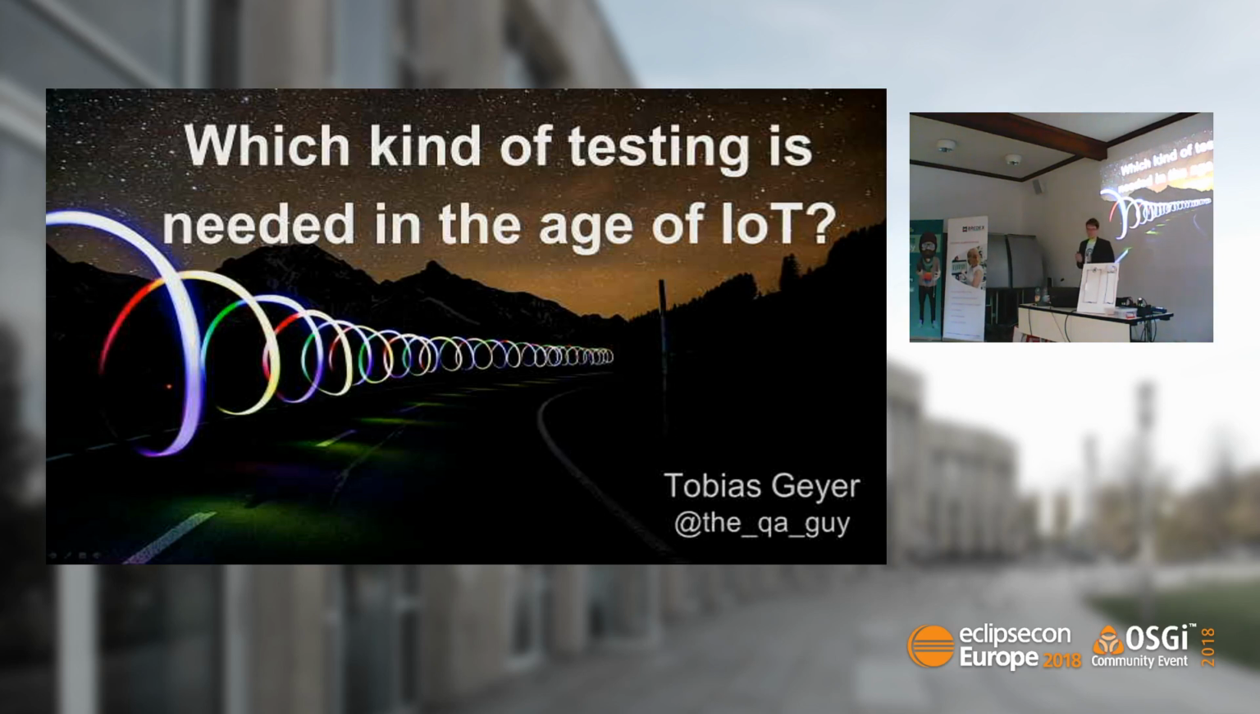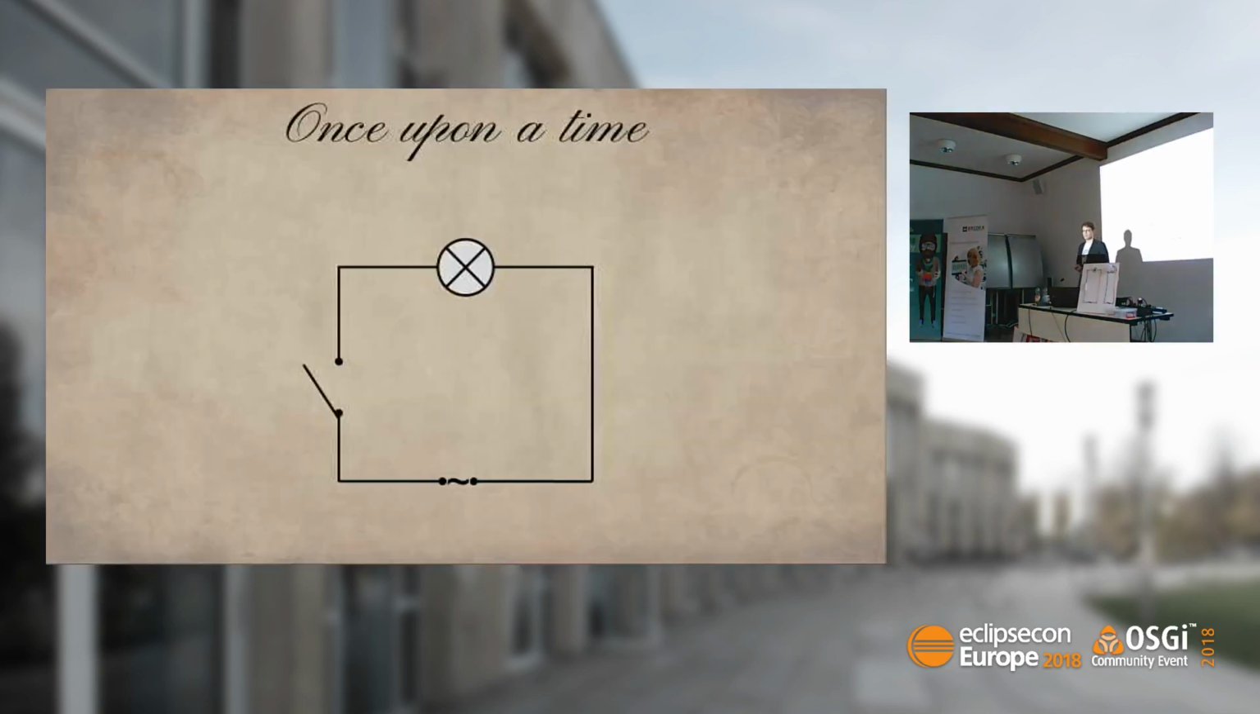So, once upon a time, a long time ago, I was in school and my physics teacher showed that. Hands up, who knows what that is? Ooh, yay, a few people. It's an electrical circuit with a power source, a switch, and a light bulb. Everybody knows that stuff from home. You can use a switch to turn the lights on and off.